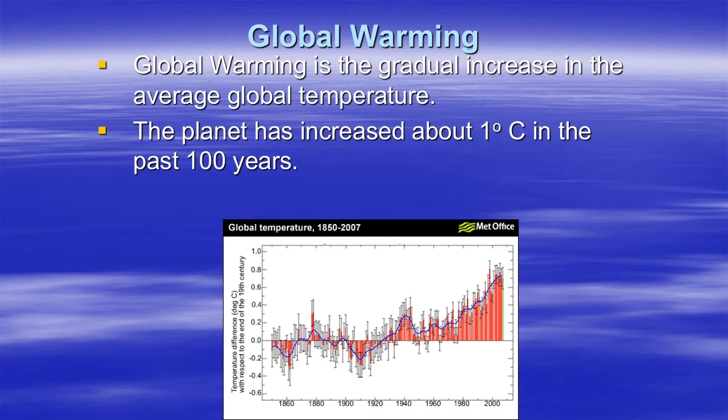A lot of my students each year ask me, Mr. West, do you believe in global warming? Well, we've been monitoring temperatures for quite a while, and over the last 100 years, the average temperature on the planet has gone up by 1 degree Celsius. So the data does show that we are warming. We are increasing in temperature.